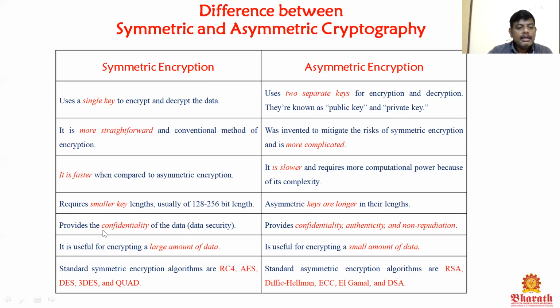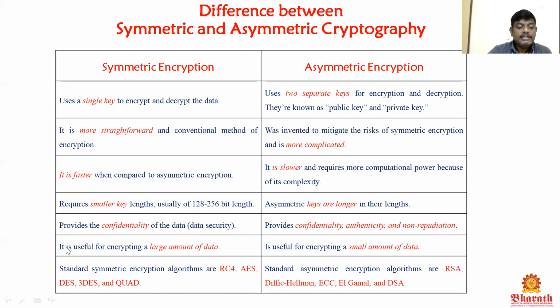Next difference: symmetric cryptography provides confidentiality of the data. It ensures confidentiality and data security. But asymmetric cryptography provides confidentiality, authenticity, and non-repudiation. That is the difference between symmetric and asymmetric cryptography.